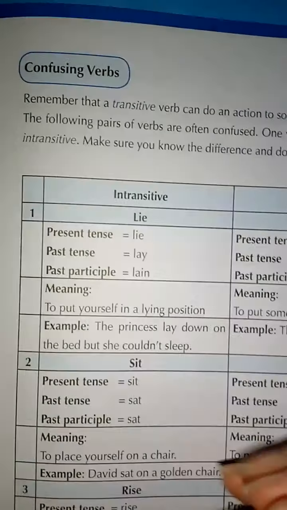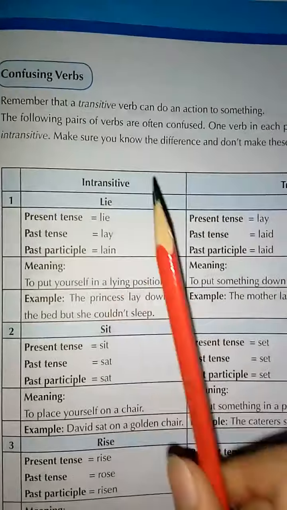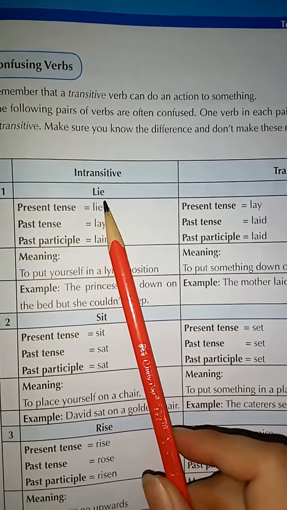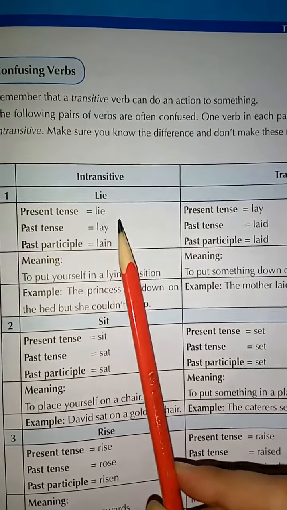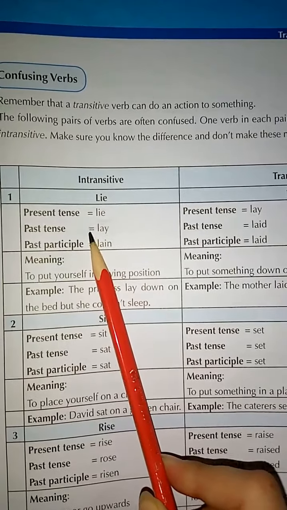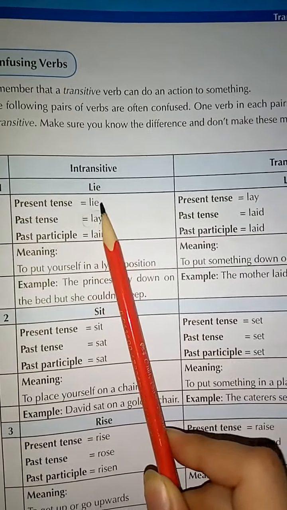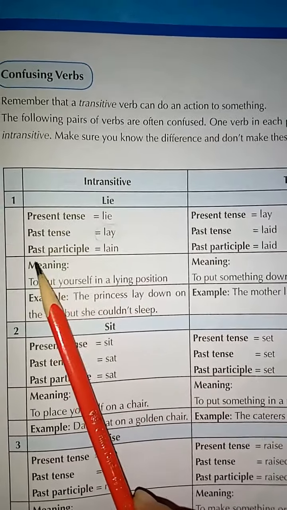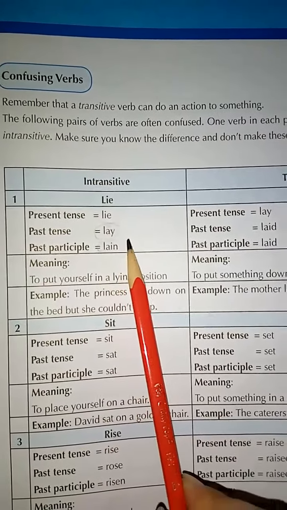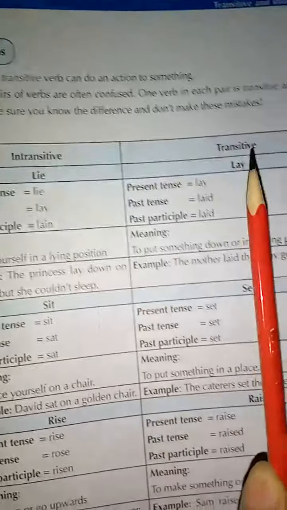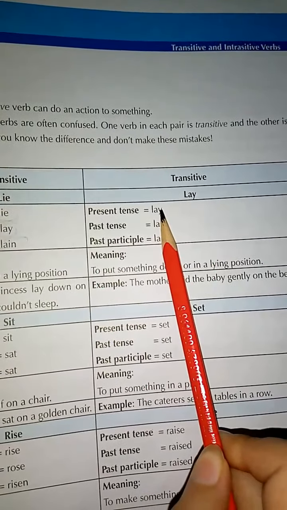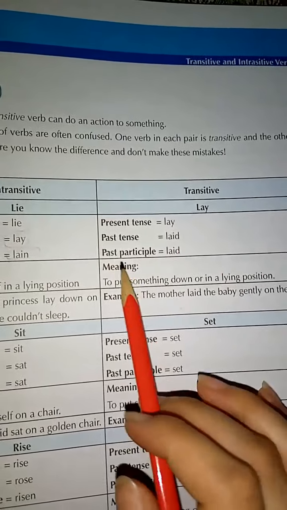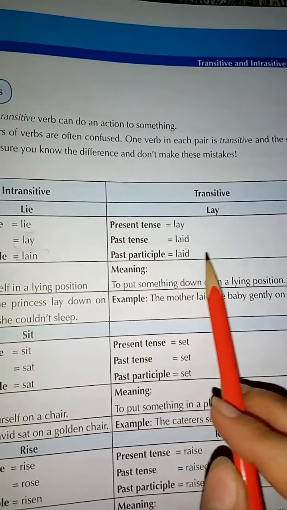Intransitive, and these are the transitives. Okay, present tense. If you are going to use this verb in the present tense, you will use its simple form. But when you change it to the past tense, it will be lay, and the past participle lain. Then lay: present tense, it will be the same as it is. Then past tense laid, past participle laid.